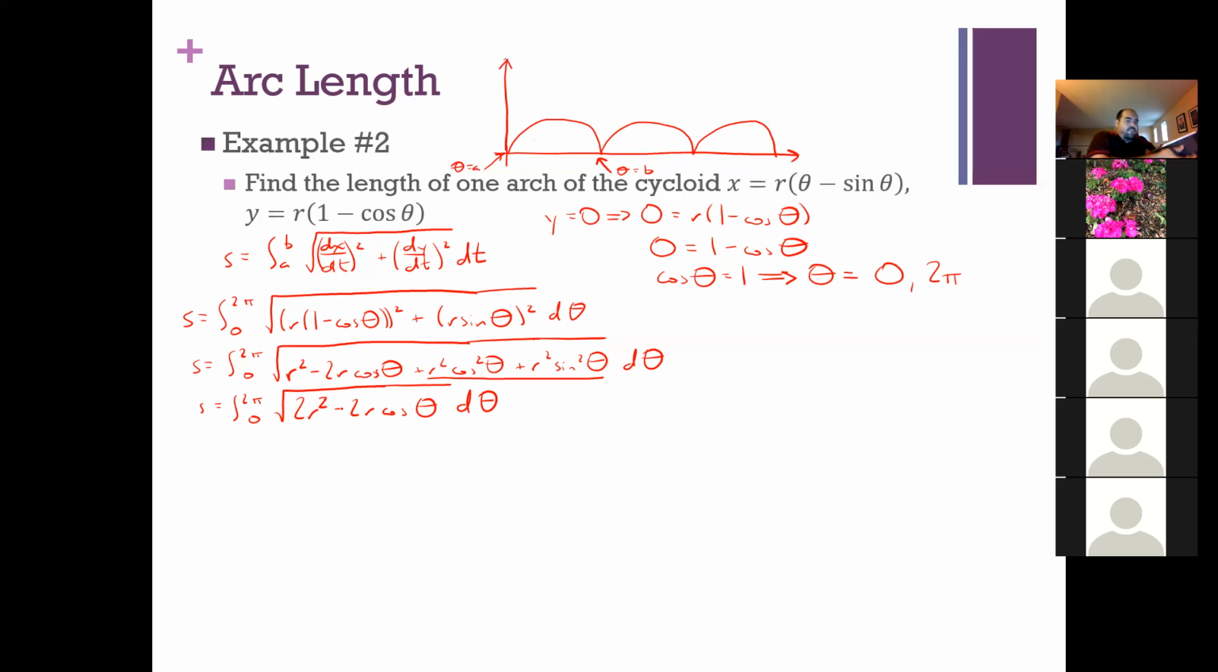Why does that equal r squared? All right, good question. So let's pull it off to the side. R squared sine squared theta plus r squared cosine squared theta equals r squared factored out of sine squared theta plus cosine squared theta, which equals r squared times 1. Okay, that makes sense. All right.